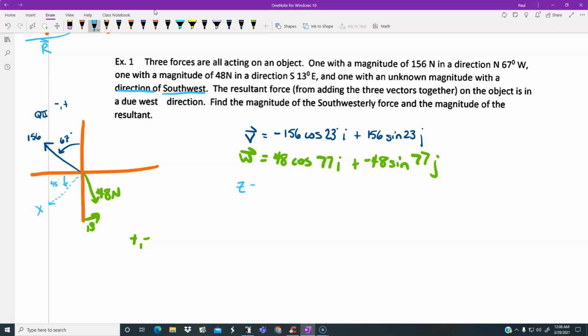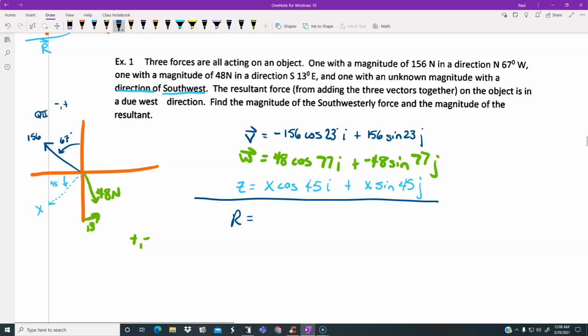Vector z: x cosine 45 I plus x sine 45 j. Ooh, that x doesn't look like it's in a cool spot. Let's talk about the resultant vector. The resultant vector, from adding the three vectors together on the object, is in a due west direction. So the resultant vector ended up going like this. This is where the resultant ended up, going completely west.